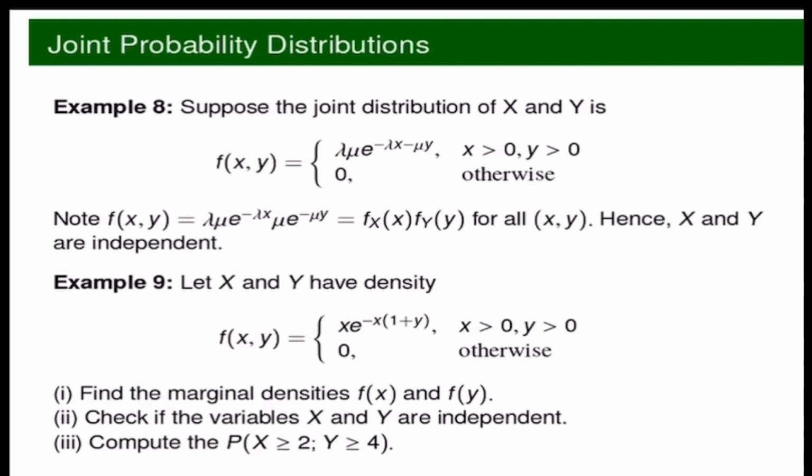Sorry, this is not giving. This is like a joint: the probability of X greater than or equal to 2, comma, Y greater than or equal to 4. So I'm going to show you how you're going to do that.